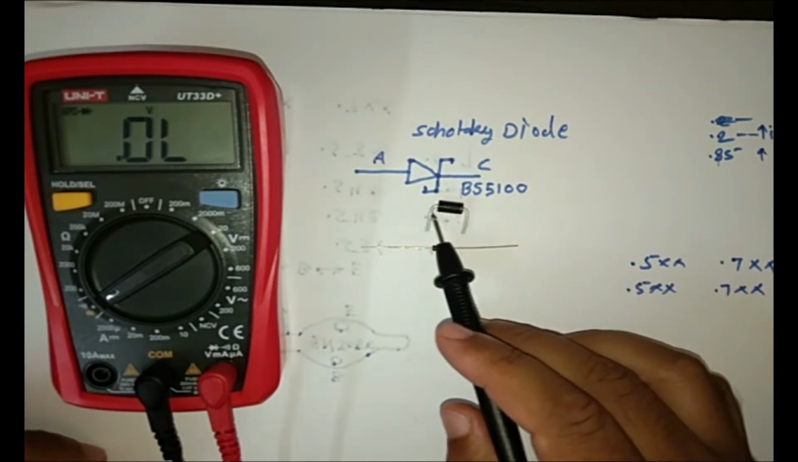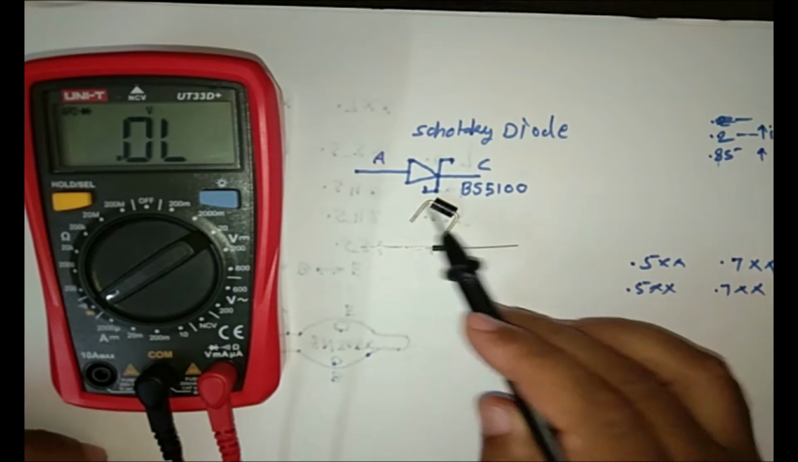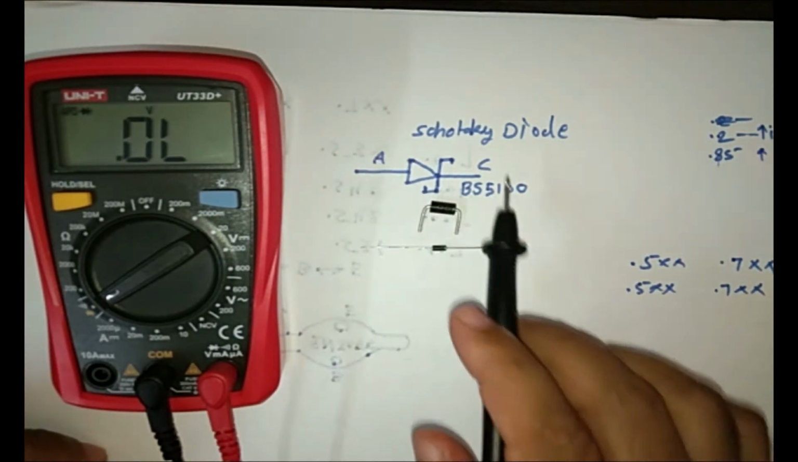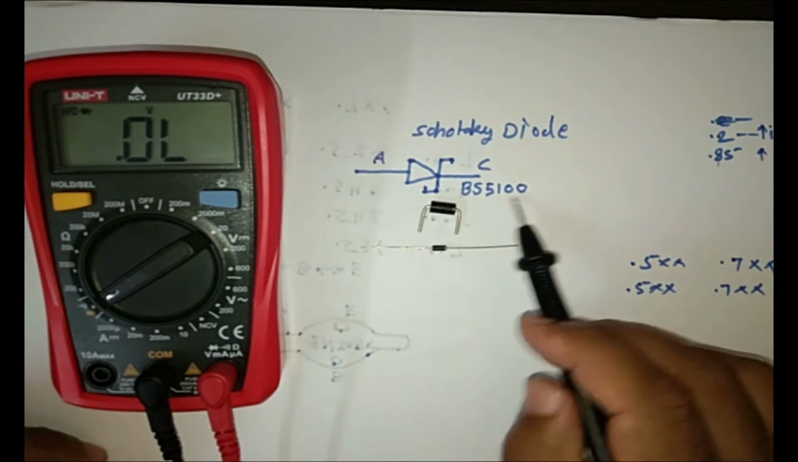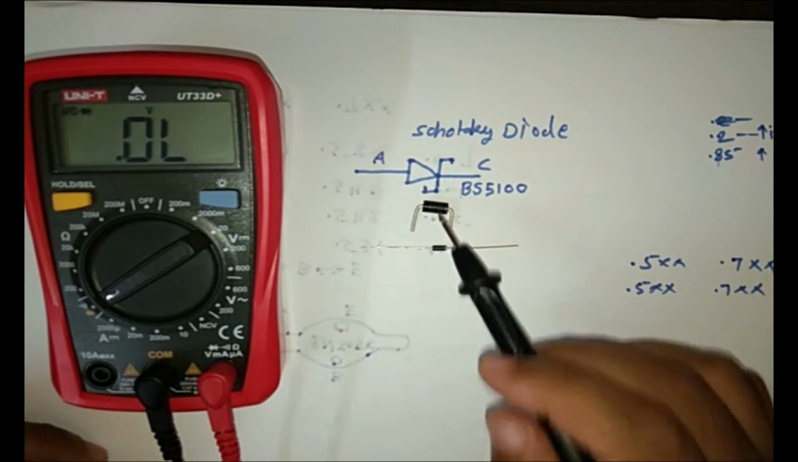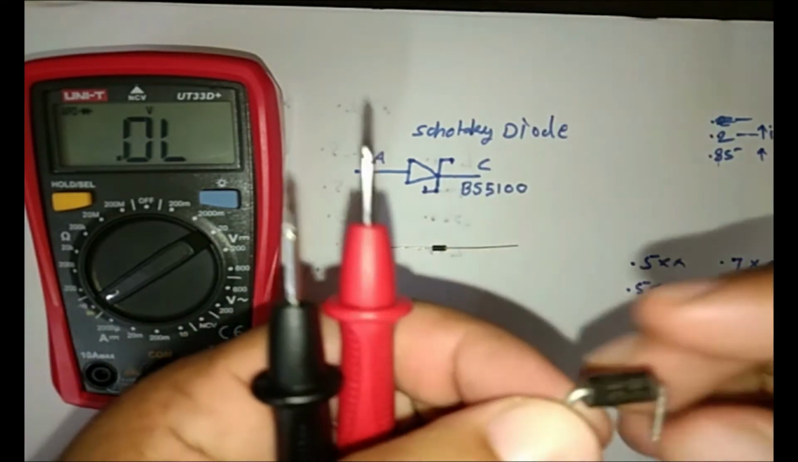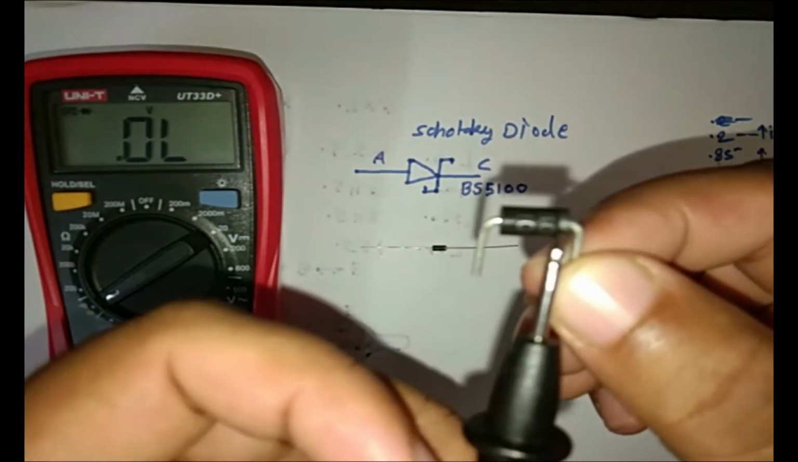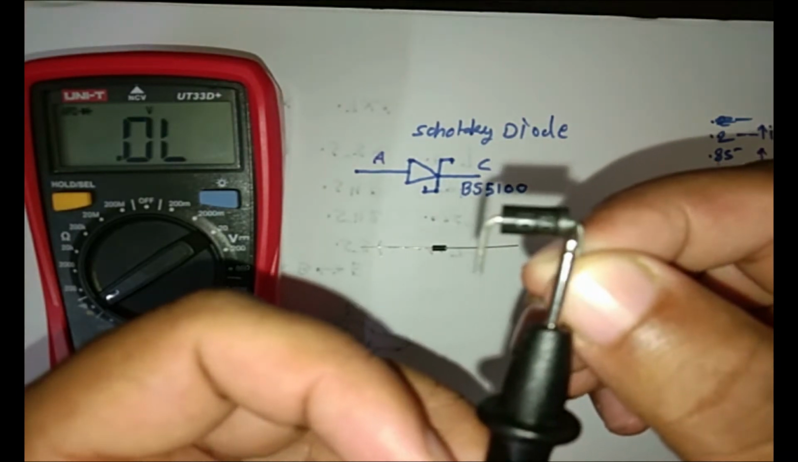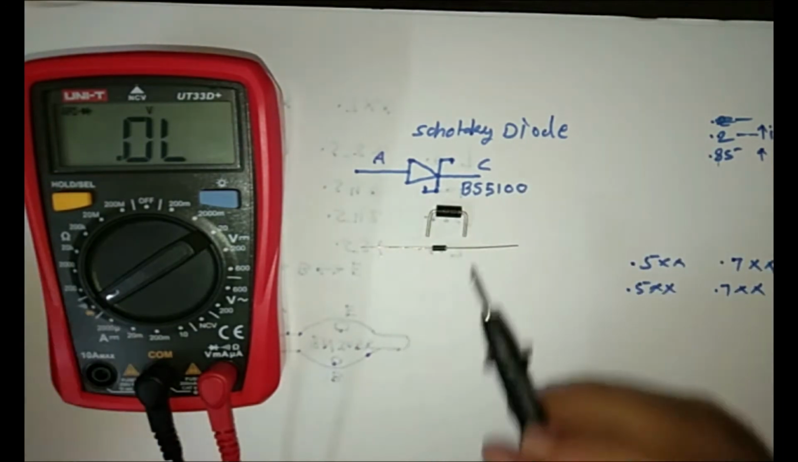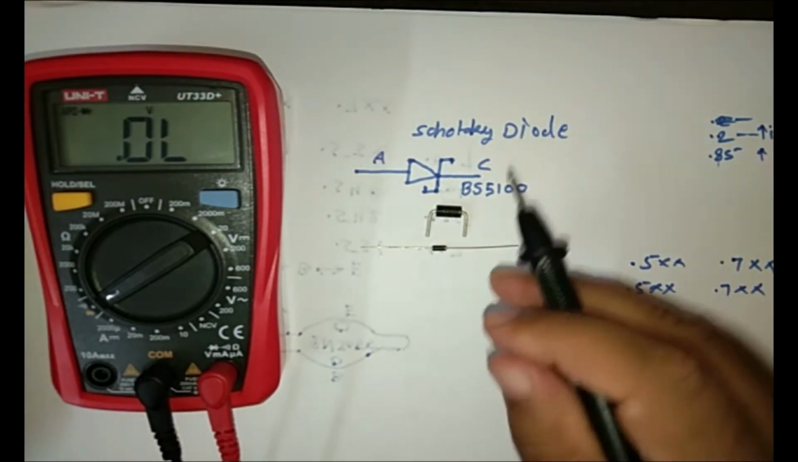So this is the Schottky diode and this is a simple diode. This is the symbol of the Schottky diode. This is the anode, this is the cathode. This is the part number. So the Schottky diode, you might always have seen in this condition: here is the silver color circle, so it is the cathode, and the black portion is the anode.